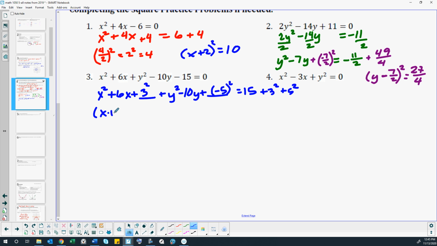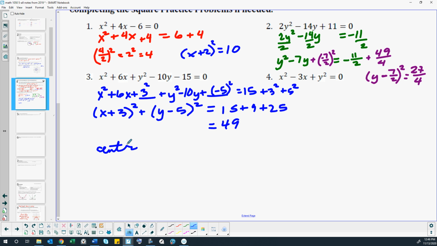Okay, so I get x plus 3 squared plus y minus 5 squared equals 15 plus 9 plus 25, which is 24 plus 25, which is 49. Okay, and that gives us everything we need to know that the center of this circle would be at negative 3, 5, and the radius would be 7.